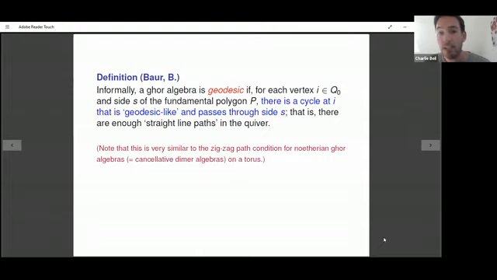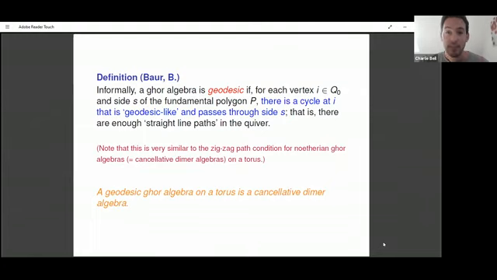And this is very similar to the zigzag path condition for Noetherian Gorenstein algebras on a torus, which are the consistent dimer algebras on a torus. And so a geodesic Gorenstein algebra on a torus is a consistent dimer algebra. So these geodesic Gorenstein algebras are directly generalizing consistent dimer algebras on a torus.